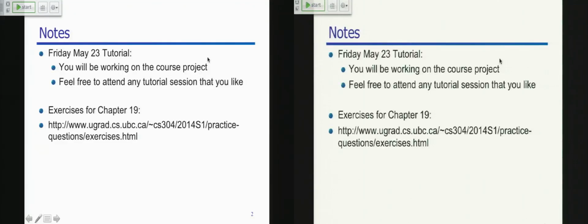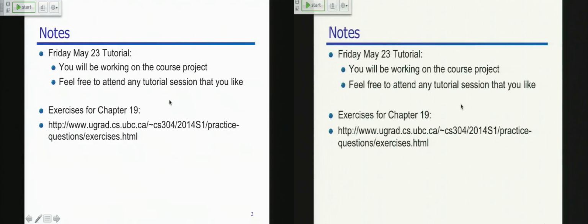Okay, so 2 more notes. The Friday tutorial, you're going to be working on your projects. It's going to be optional, and you're free to attend whatever tutorial session that you like. This is to encourage you to attend the same tutorial as your team members, so you can all discuss what you're going to be doing and finalize that so you can hand something in on Monday. Just for this Friday, it's optional to attend any of the tutorial sessions that you like, so you can be with your members.